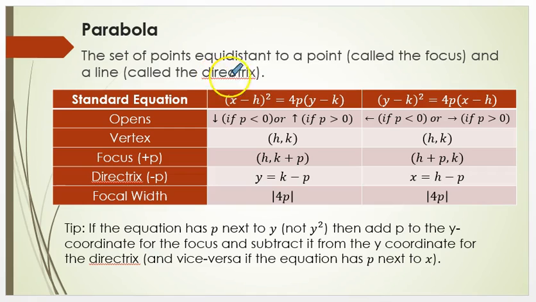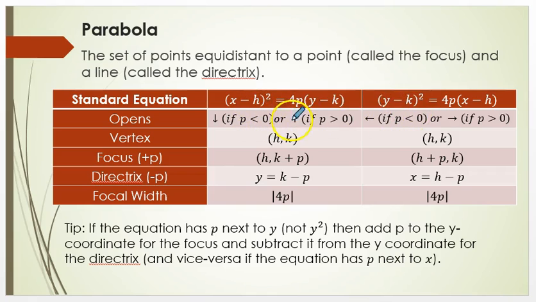And I'll show you some examples of that image in a bit, but if you look at all the points that are the same distance from these two objects, it creates that parabola shape. Now we have two different standard equations here because there's the version that opens up or down and the version that opens left or right.